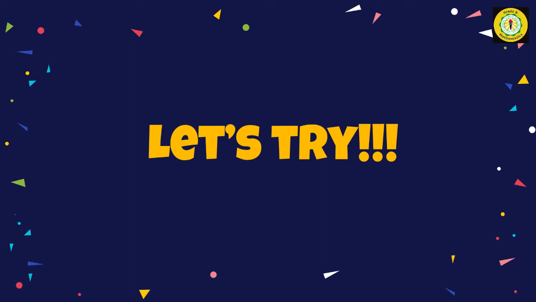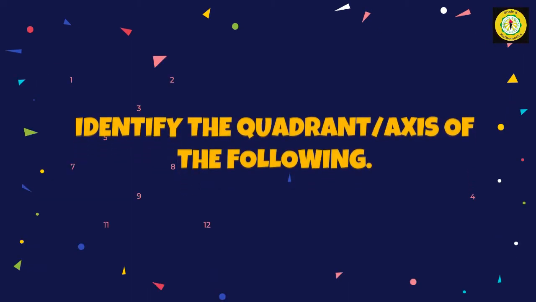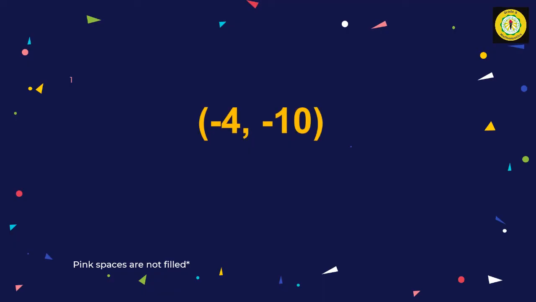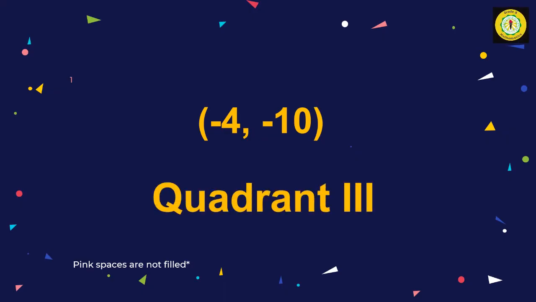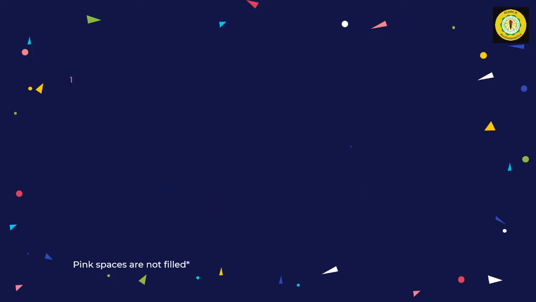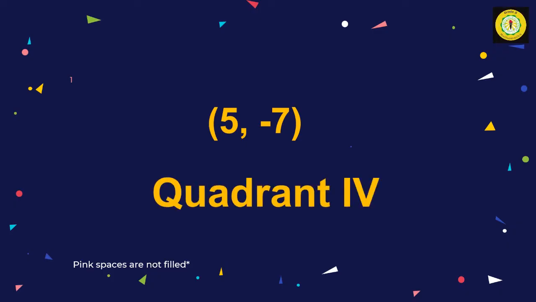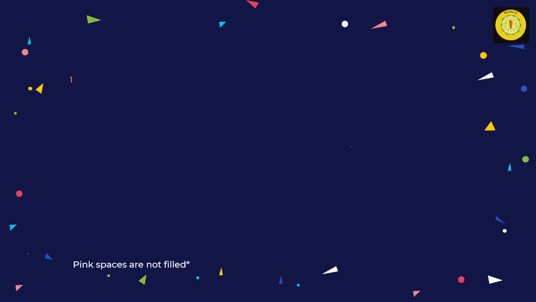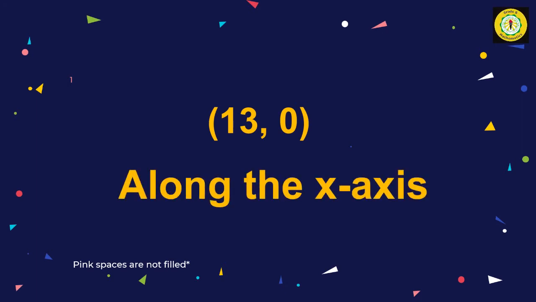Let's try. Identify the quadrant or axis of the following. Number 1, negative 4 and negative 10. Okay, very good. Quadrant 3. Next, 5 and negative 7. Okay, very good. Quadrant 4. Next, 13 and 0. Okay, very good. It is located along the x-axis.